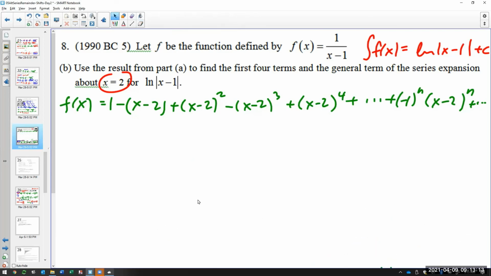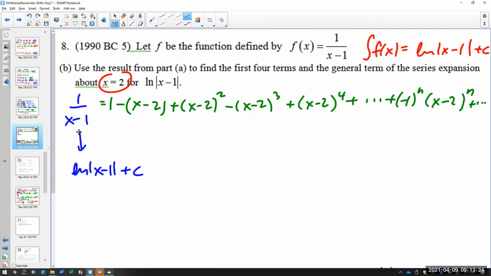Yeah, you have to integrate it. So just make sure you understand, this is equal to 1 over x minus 1, right? If I want to move that to the log of x minus 1, really plus c, what I have to do is integrate both sides. So come over here and integrate both sides. Okay, so you have to see that.